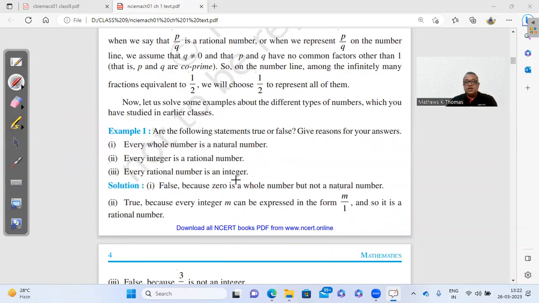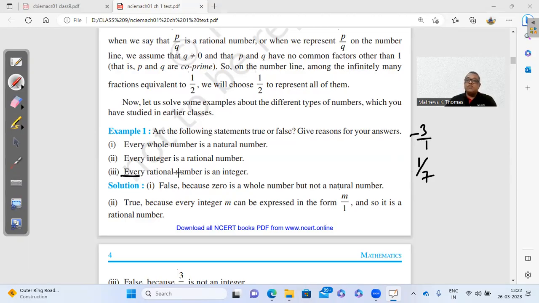Next one, every rational number is an integer. Every rational number is an integer is false. There may be some rational numbers which are integers, but not all. If I'm looking at a number like 1 by 7, this is a rational number because it's in the form of P by Q, but it is certainly not an integer. If I look at -3, this is a rational number because it's -3 by 1, and it's also an integer. So it works for this, but doesn't work for everything.